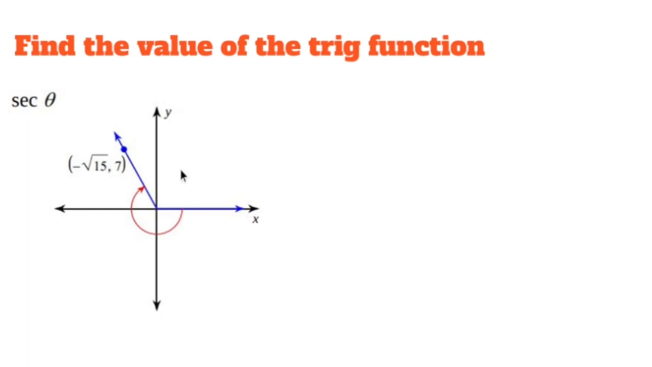Find the value of this trig function right here. Okay, well, I don't have an angle, and it's telling me to find the secant of an angle. I don't have one. I don't even have a picture, but this is what I do have. I can just make a picture, just like that. So what I have is a point floating around out here.